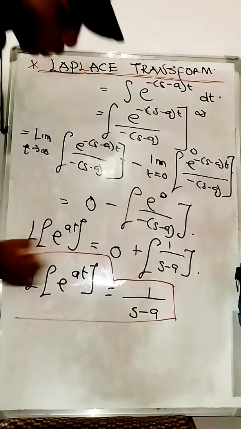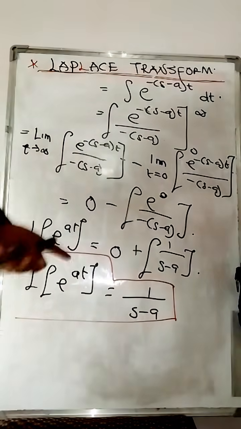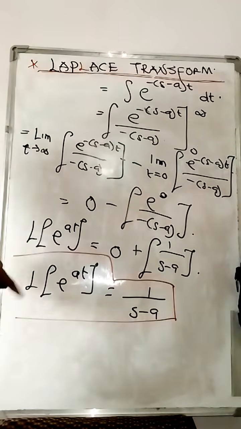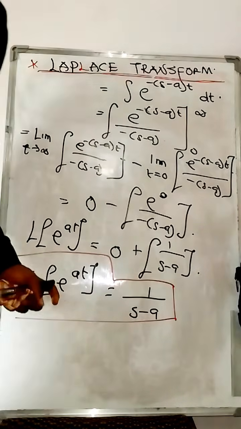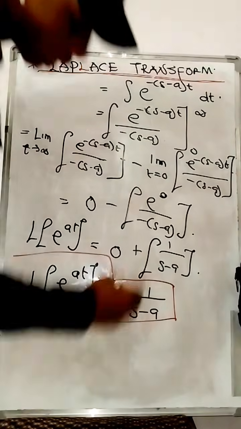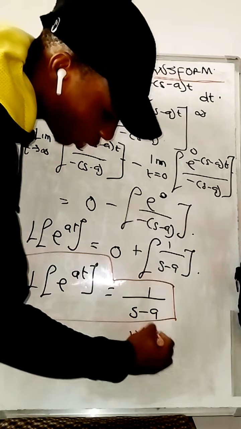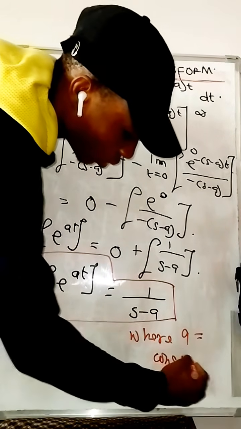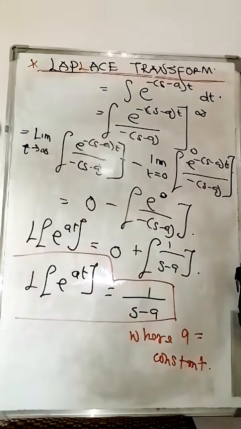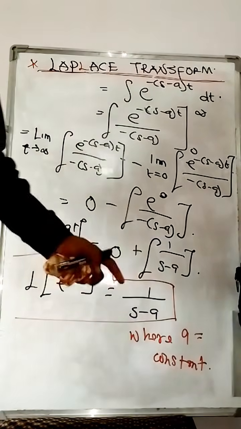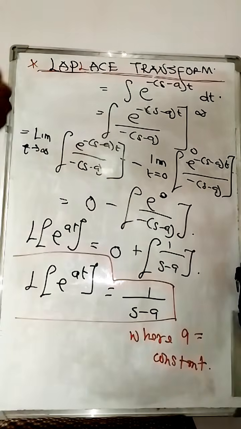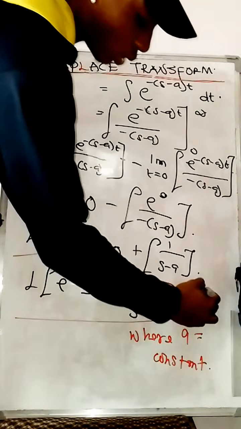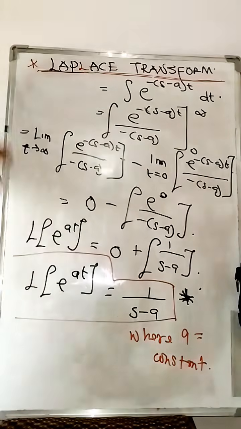So this is another standard solution to Laplace. So this is another standard solution to the Laplace of the exponential of at, where a is a constant. So I want you to jot this down. This is the second standard solution to our Laplace expression.